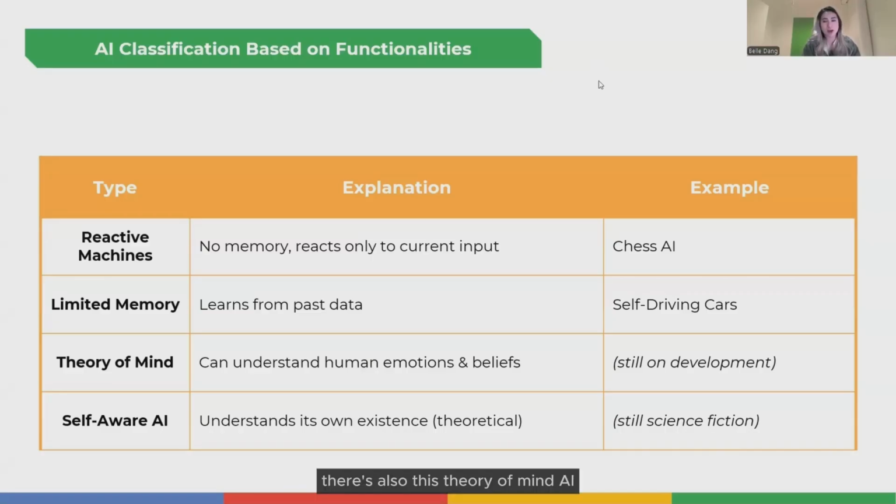There's also the theory of mind AI, although this is still in development and remains largely hypothetical. This refers to future AI that could understand emotion and intention. So imagine a chatbot that knows when you are feeling sad and responds with extra kindness. And the last one, the ultimate goal, self-aware AI, an AI that is aware of itself as an AI, whether it has emotions, and the world around it. Well, this is really only found in science fiction. I'm not sure if it's even realistic in any sense.